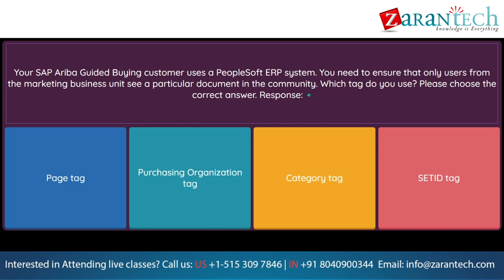Question: Your SAP Ariba guided buying customer uses a PeopleSoft ERP system. You need to ensure that only users from the marketing business unit see a particular document in the community. Which tag do you use? Please choose the correct answer. Response. Option 1 page tag. Option 2 purchasing organization tag. Option 3 category tag. Option 4 settled tag.